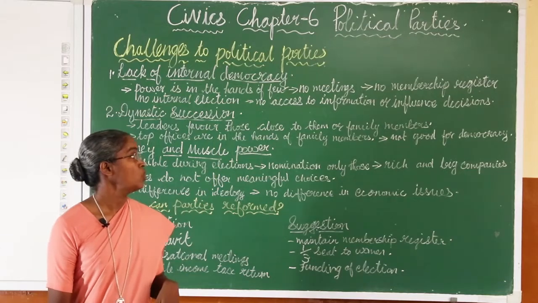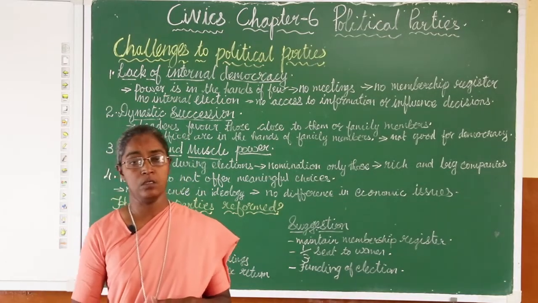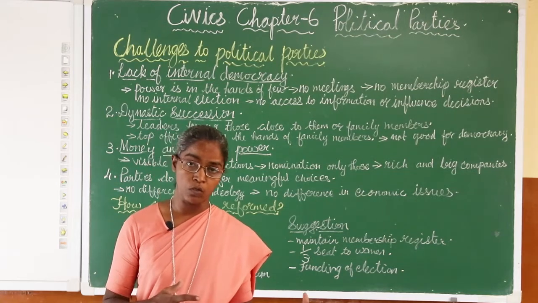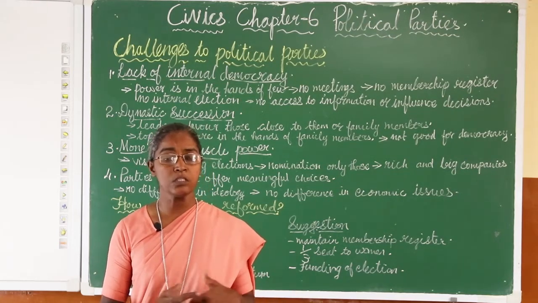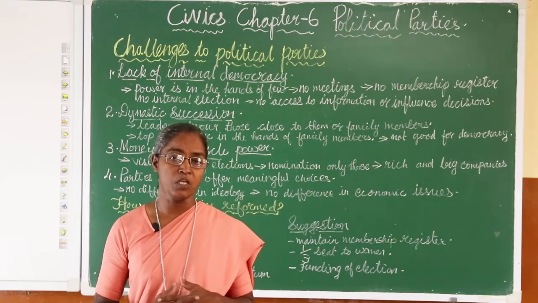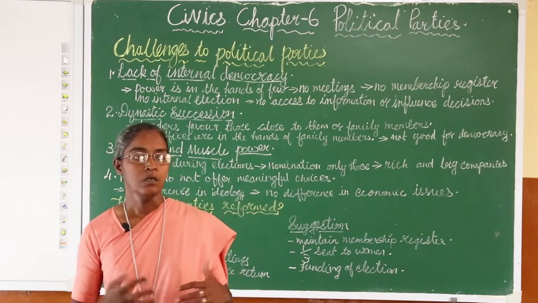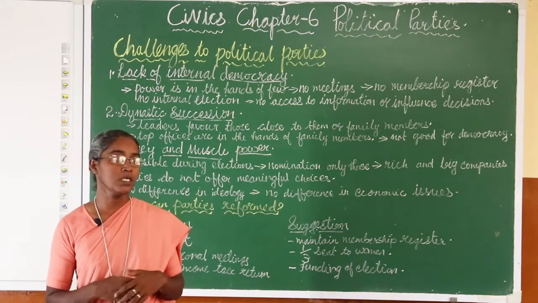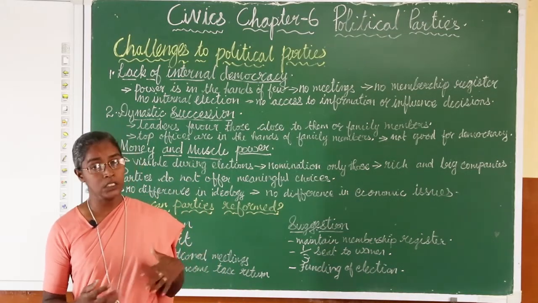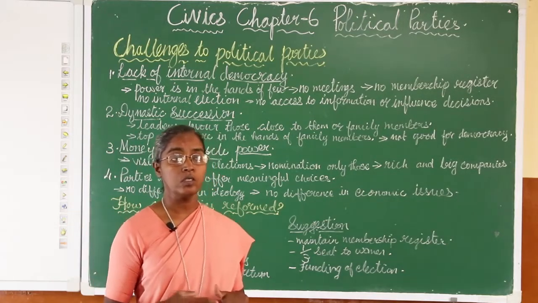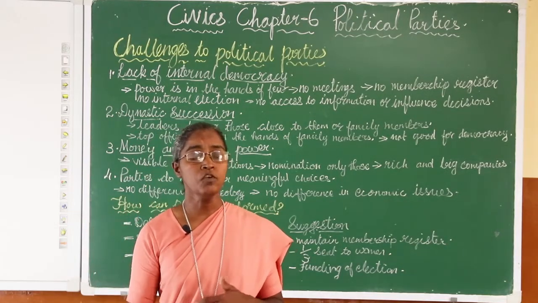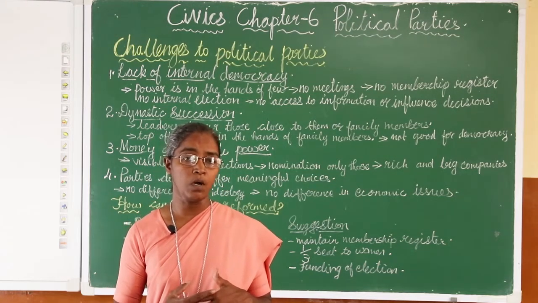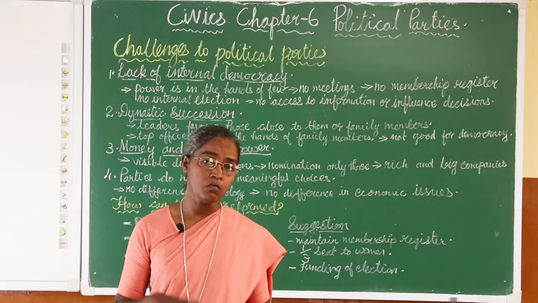And next one is no access to information. Now ordinary members of the parties, the citizens who support the parties, do not get any information about the functioning of the party, what is taking place, what their plans are for the next election, nothing. They don't get any details. As a result, they do not have the opportunity to influence the decision making of the parties. These are the things when we speak about lack of internal democracy within the parties.